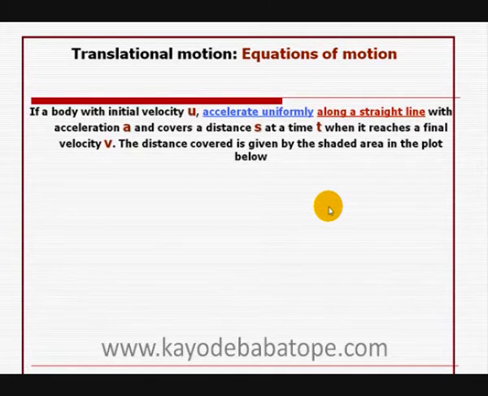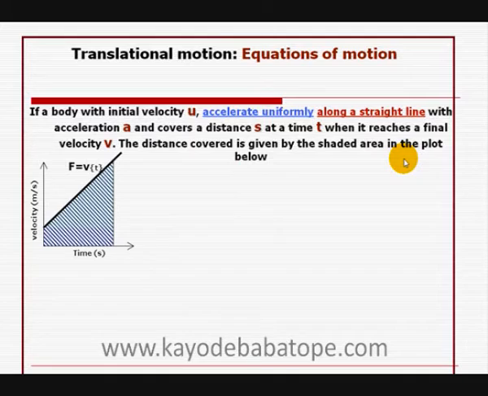Now we go to a very important aspect of translational motion. We will now look at the equations of motion. If a body having an initial velocity of u accelerates uniformly along a straight line with an acceleration a and covers a distance s in a time t when it reaches a final velocity v, the distance covered is given by the shaded area in the plot below.